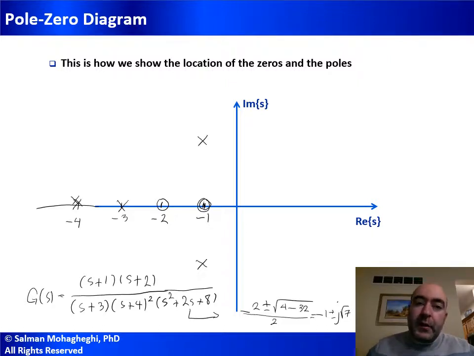This now gives me a bird's eye view of how many poles I have, how many zeros I have, and where they are located. So for any type of higher order system, any system with more than one or two poles, we always start with the pole zero diagram. And remember, zeros, we indicate them with a circle, poles, we indicate them with an X.